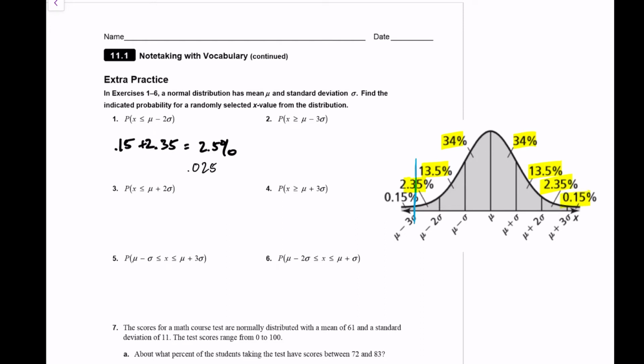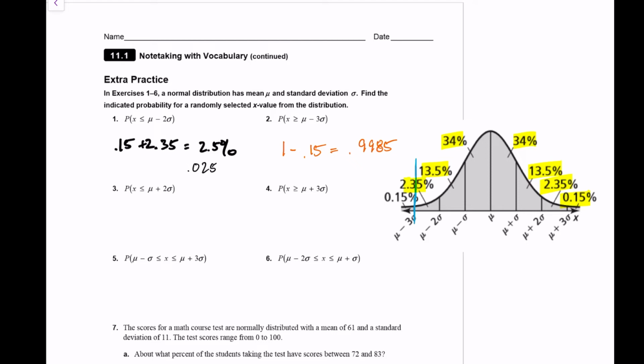So we're going to have to add all of that up, or what we could do, which might be easier, is put 1 minus 0.15. And that will get us the total of everything that I just highlighted in yellow, which is 0.9985. And that right there is your probability that x would be greater than or equal to negative 3 standard deviations.